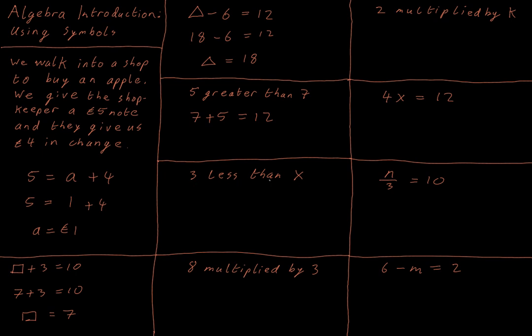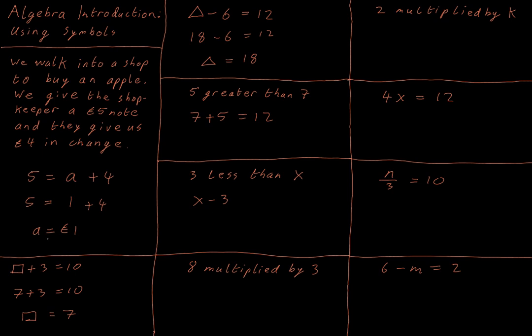3 less than x. So we start at x and we want to go 3 less than that. Whatever number x is, we know that x can stand in for a number, but we don't know what it is in this case. We don't have an equation. So we start at some number x and we go 3 less than it. Well, how would we go less than something 3 spaces? We'd subtract 3.